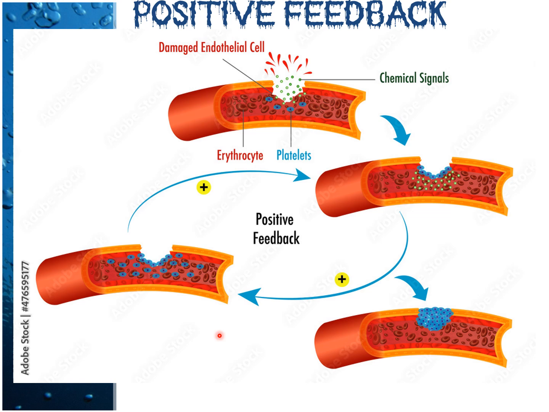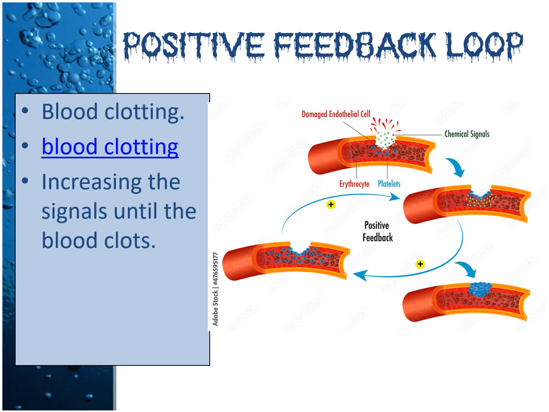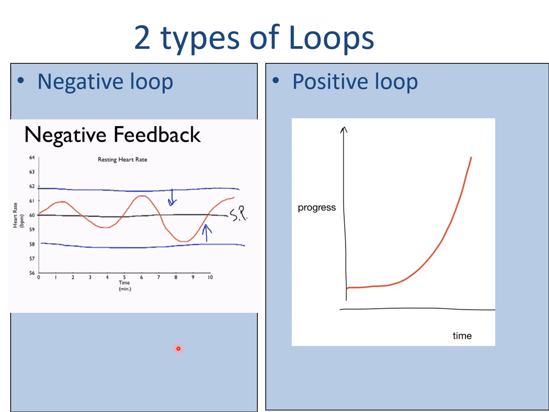Platelets arrive until there is a scab and it's clotting. Once this has clotted and there's no signal release, then it will stop. So this is increasing it and not causing it to stop or slow down. And here will be a video that you will watch about the blood clotting. It's going to increase the signal until the blood clots.